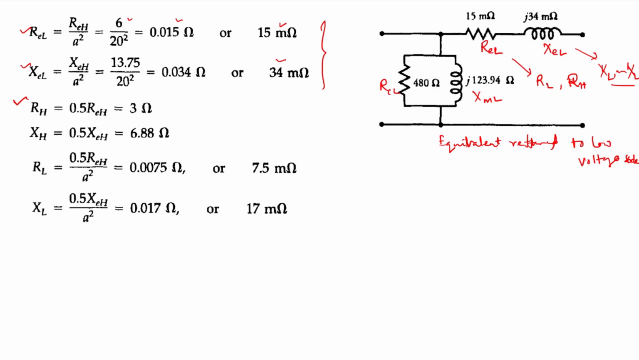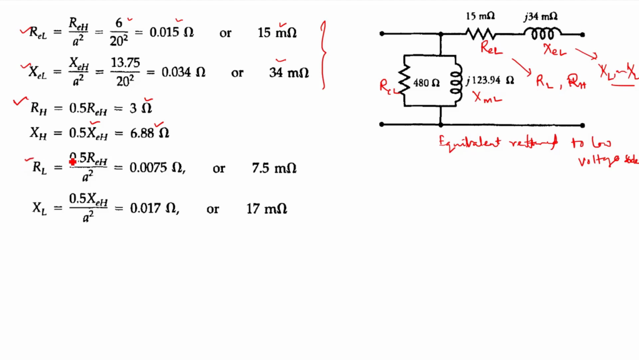So if you are segregating RH and RL, XH and XL in the equivalent circuit referred to the high voltage side, that will be the same as the segregation in the low voltage side as well. You can test it, right? So now RH will become 0.5 REH, 3 ohm, and your XH will become 0.5 XEH. It will be around 6.88 ohm.